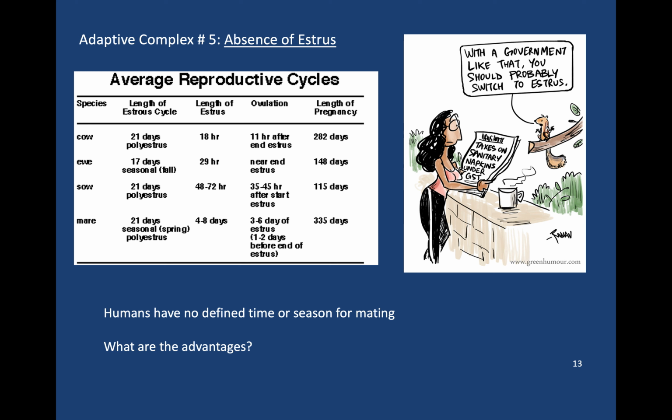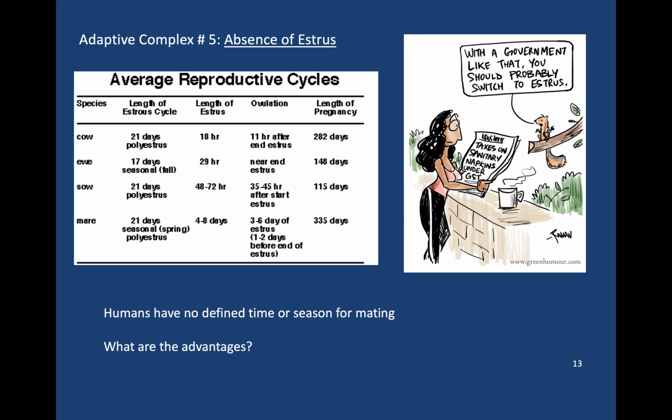Okay? All right, adaptive complex number 5, the absence of estrus. Back to the idea of reproduction. Okay, and this really just speaks to a very plain fact that humans do not have a defined mating season like just about every other animal does. Okay, and hopefully the advantage here is kind of obvious, and that is that we don't have to have a narrow window of time in which to mate.